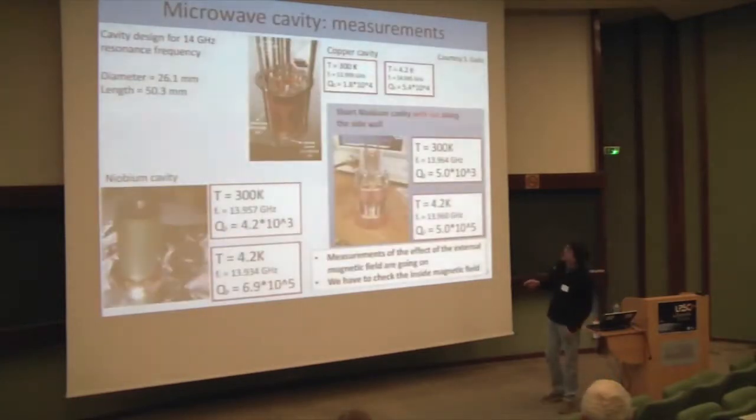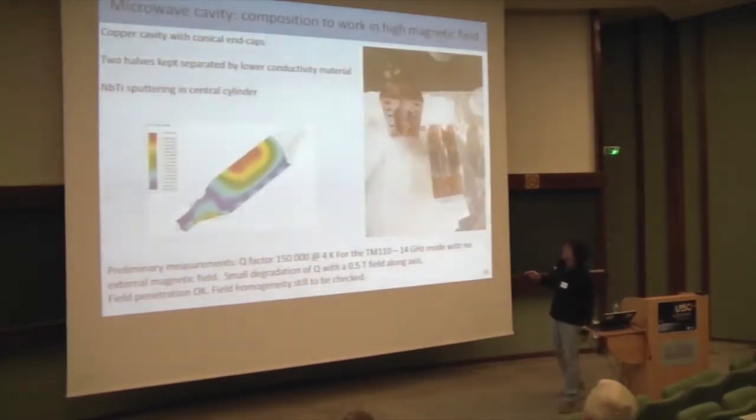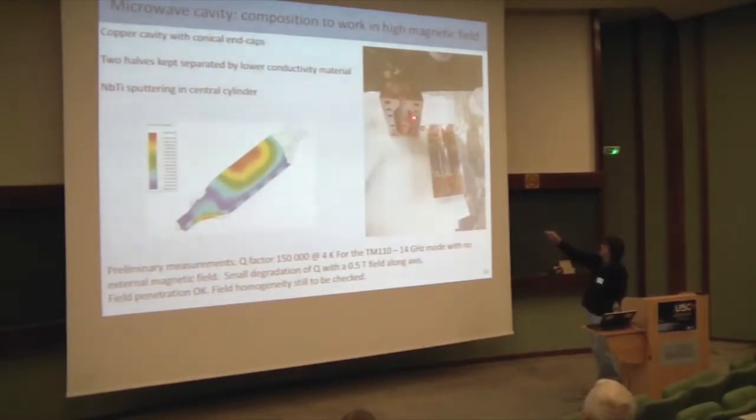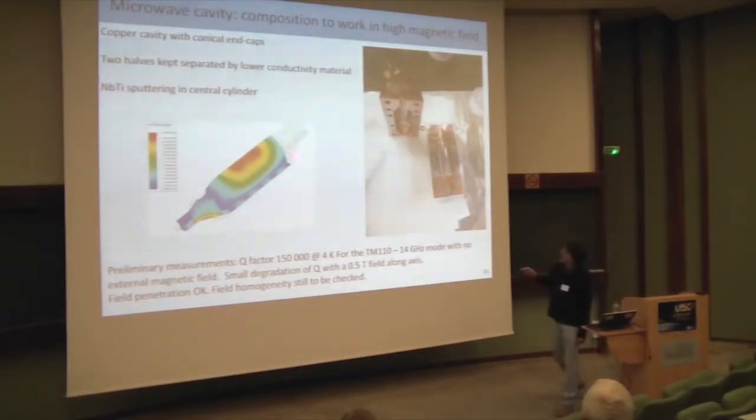And this is, for example, a solution that we have built. There is a copper cavity which is patterned with some niobium titanium, and there are conical end caps to get a better Q. With this cavity, they were working at 0.5 Tesla field with already a much better Q factor than just the copper one. But we are improving this setup.